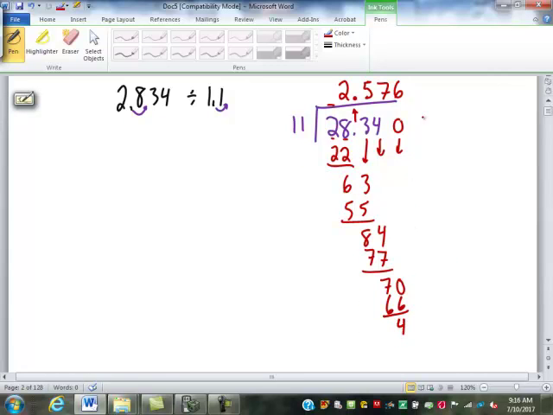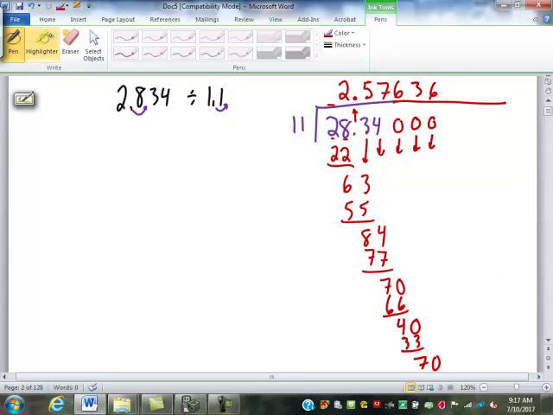Add a 0. Notice I didn't say go to the nearest anything, so we're just going to keep going until we find a pattern or run out of paper. So add a 0 and bring it down. What happened? What do I get? 11 goes into 43 times. That's 33. What's going to be left over? 7. Add a 0, bring it down. 11 goes into 70.